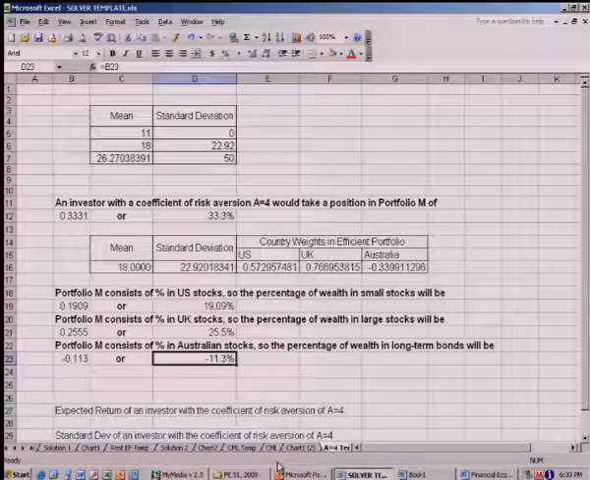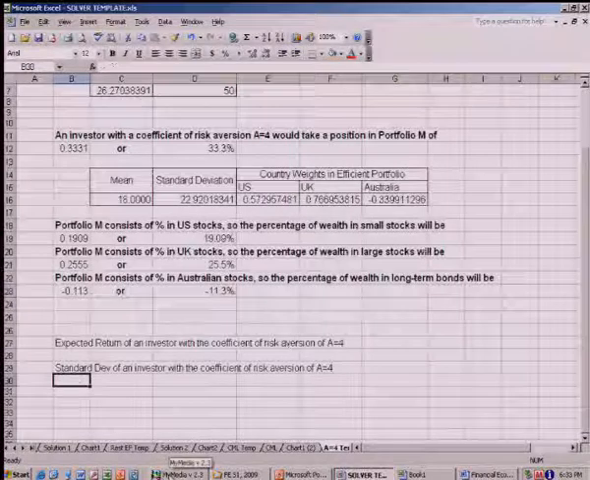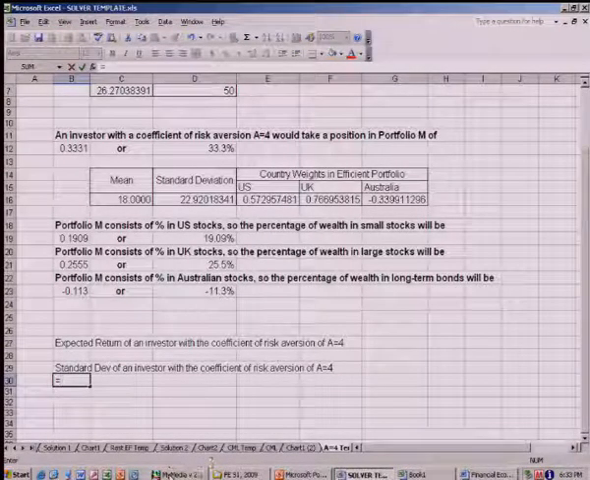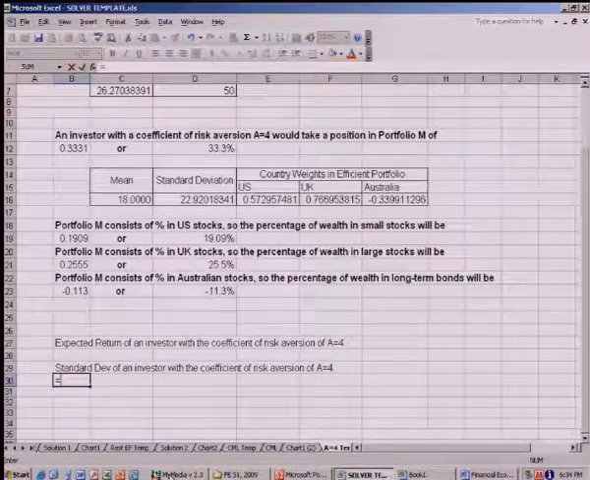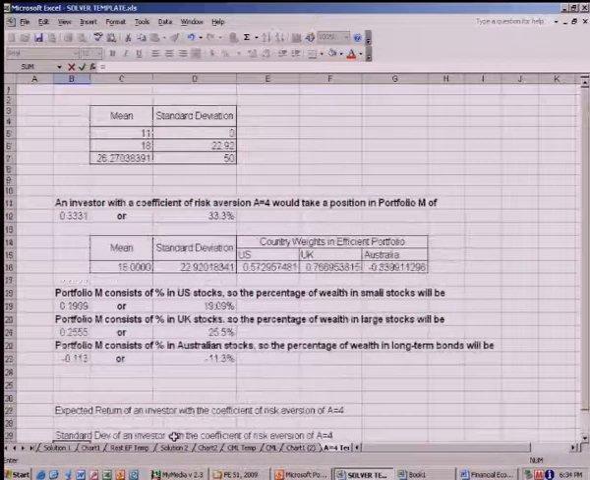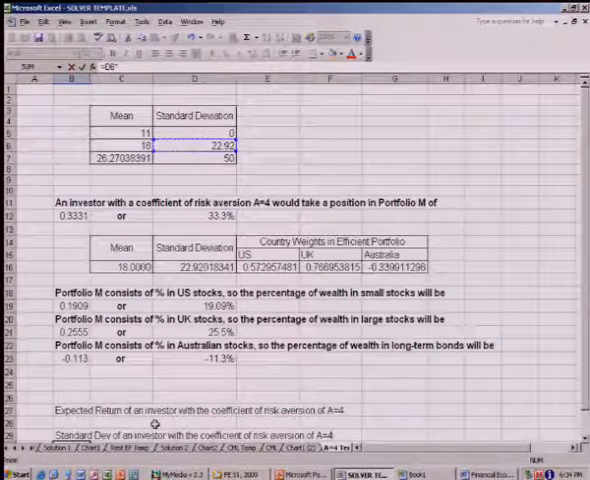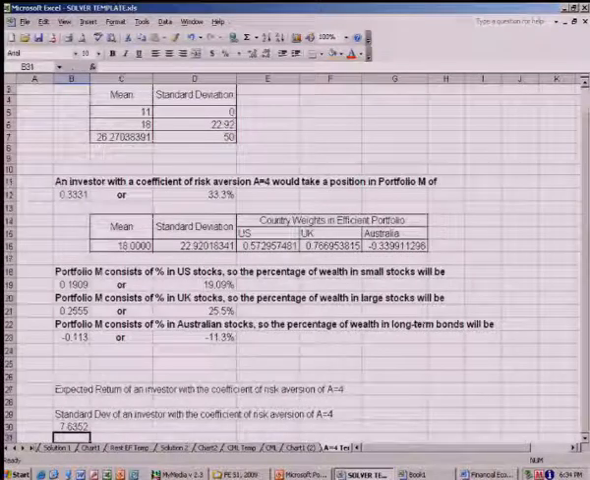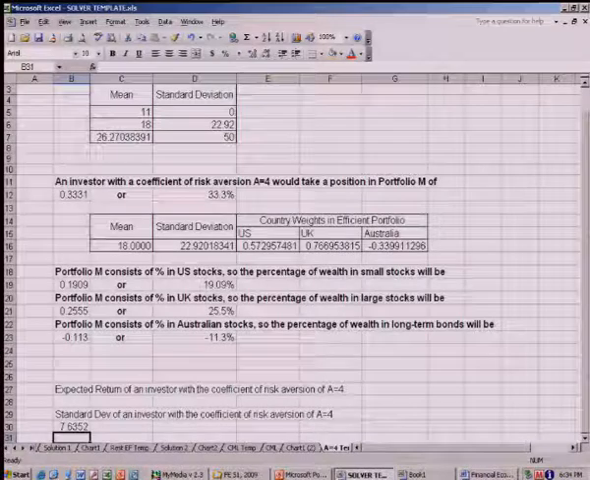they're being subjected to. So to find the standard deviation, I'll do that one first. All that it is to it is the standard deviation of the risky portfolio times the weight on the risky portfolio. So we have that standard deviation is 22.92 times the weight of 0.33, and it tells me that the standard deviation for this investor is 7.6%.